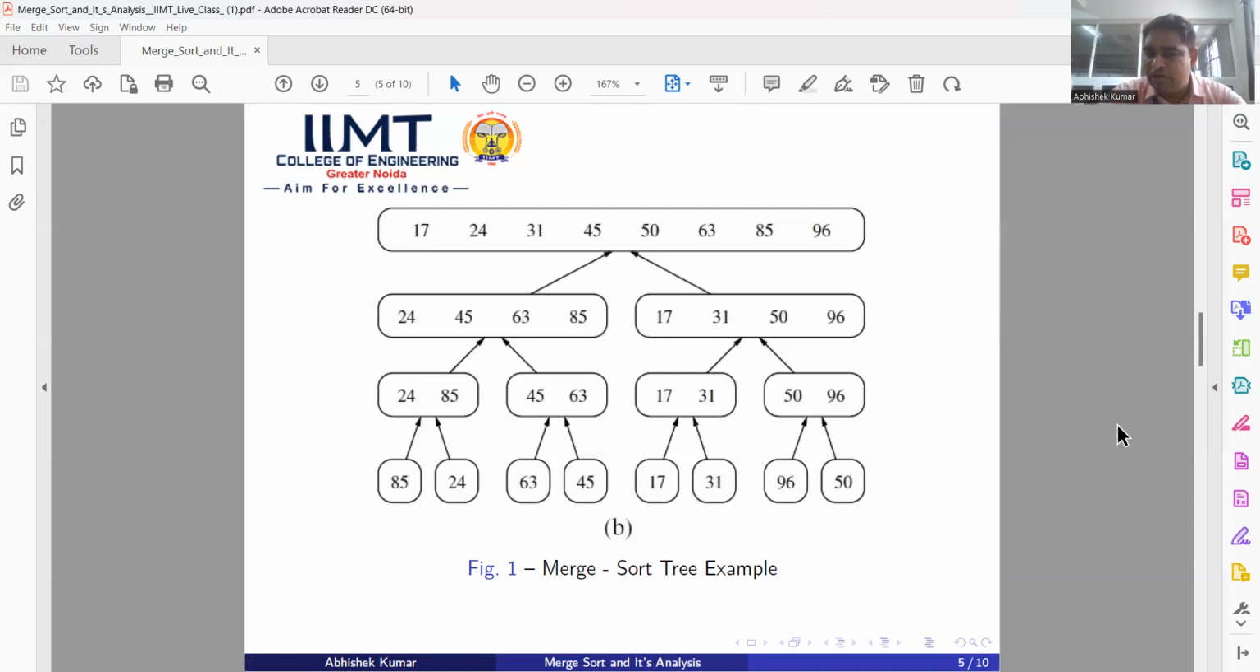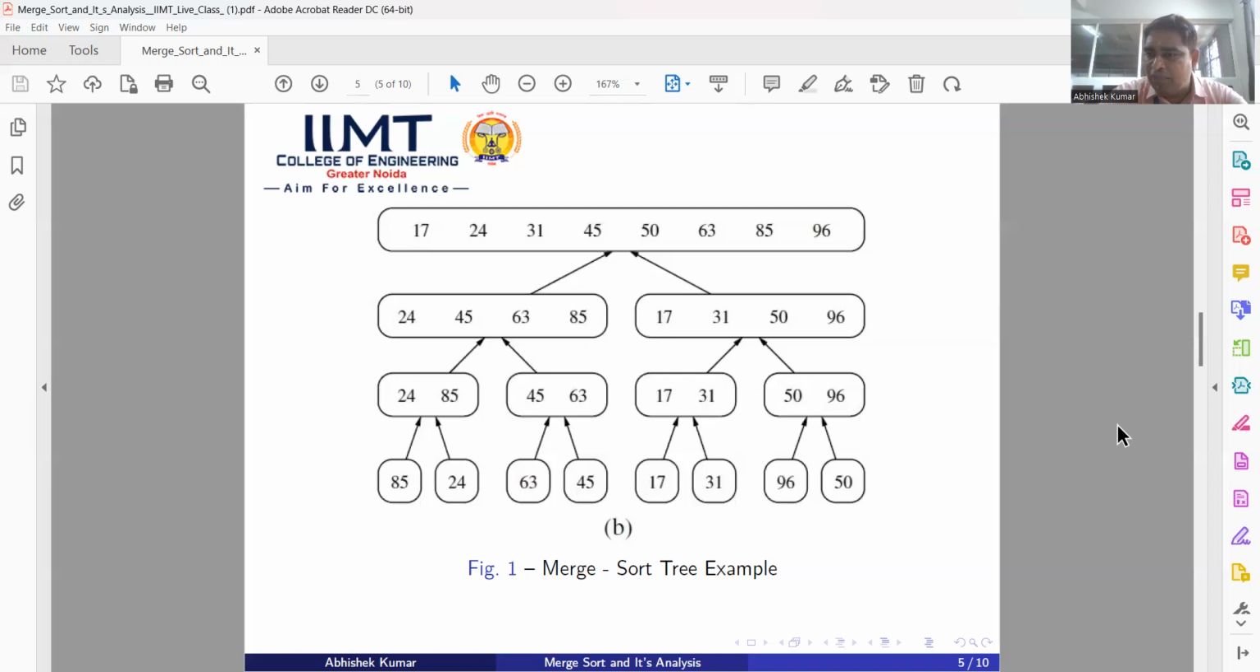So now again, 63 will be compared with 50, because 50 is smaller than 63. So 50 will come to the root level. Again, same thing will happen, the J value will increase. That means now J will point to 96. Again, 63 will be compared with 96 because 63 is smaller than 96, so 63 will go to the zeroth level, that means root level. And again the I value will increase.